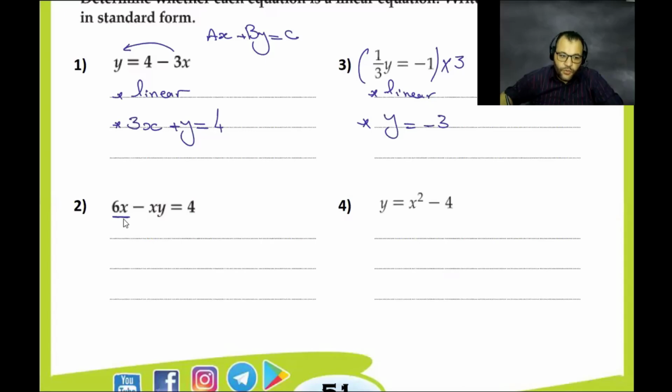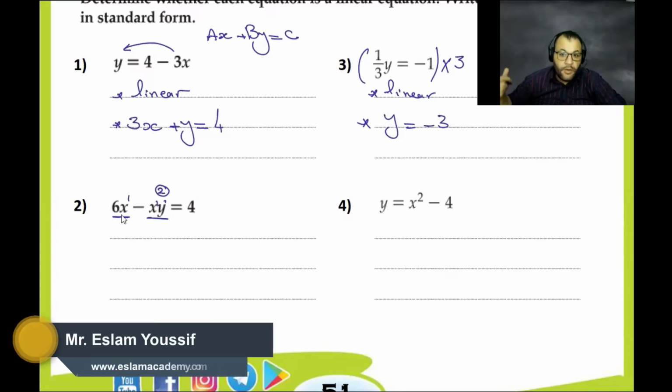So for the first one, what is the power that we have? 1. Okay, power 1. So the first term here is of the first degree. The second one? x power 1 and y power 1. So the degree for this one will be 2.